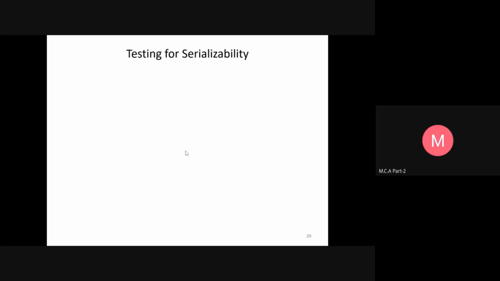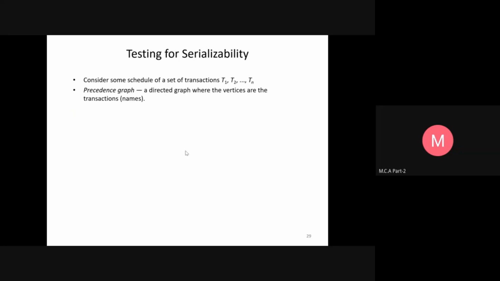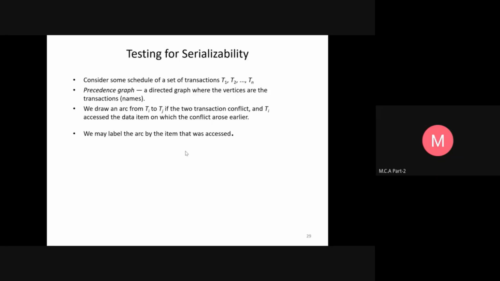There is another, simpler way of testing for serializability, via a graph, and seeing whether there is a cycle in the graph. So consider some schedule of a set of transactions T1, T2 up to Tn. We define a precedence graph, which is a directed graph where the vertices are the transaction names. We draw an arc or an edge from Ti to Tj if the two transactions conflict and Ti accessed the data item on which the conflict arose earlier. So Ti has to access the data item before Tj to have an edge from Ti to Tj. We can label the arc by the item that was accessed.